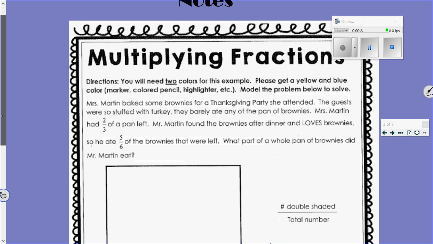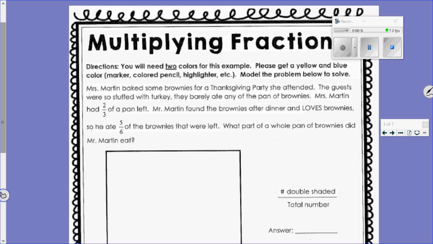So this is why we need you to have two colors. We're going to go through some models on these first, so that you guys can see the visualization of why the math works the way it does. Okay? We're only going to do one model for each type of the fractions that we're going to be doing today, just to give you that idea. And then once you've got the concept, we're just going to do the math. So we're going to do a little bit of both today.